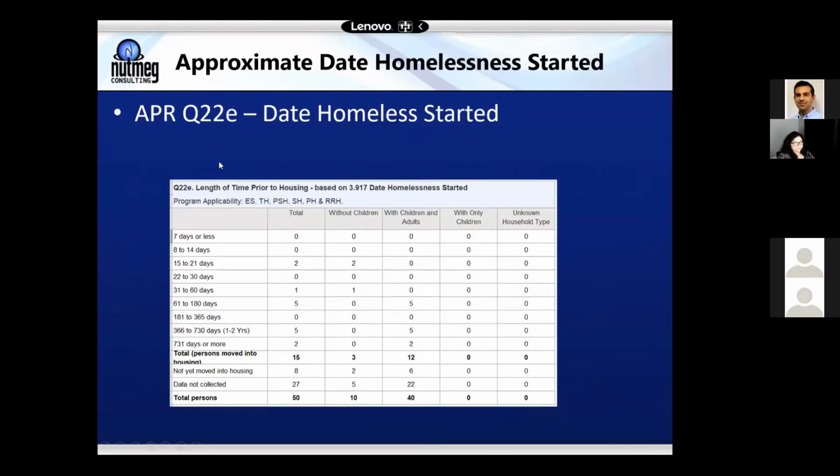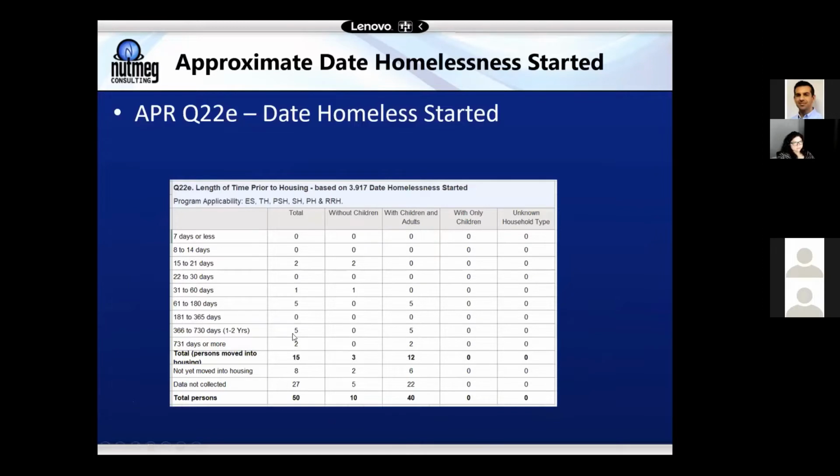The APR, question 22E, the table on the APR, will show you the breakdown of the number of days homeless based on that homeless start date, if the client has any homeless start date data in your program. So for example, if you're a rapid rehousing program, permanent supportive housing program, or an ES program, you can use the CAPER to find this table. And that'll give you a ballpark idea of how accurate your data is.